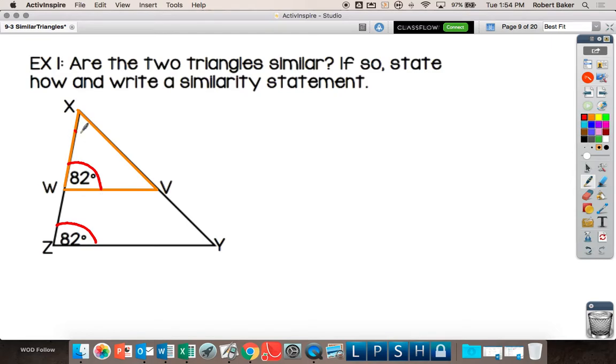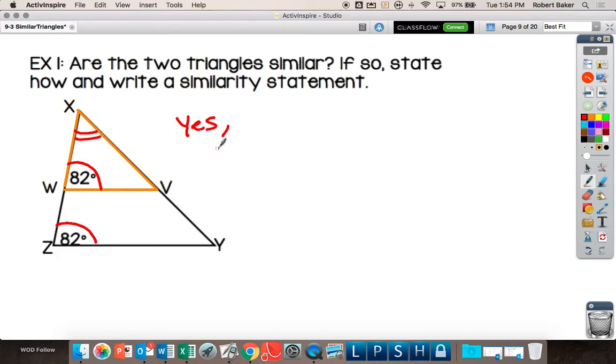Angle X. What triangle is angle X in? It's in the top of the orange triangle, and the bottom, it's the top of the black triangle. So that's called a shared angle. So I have two sets of congruent angles. So are these two triangles similar? Yes.